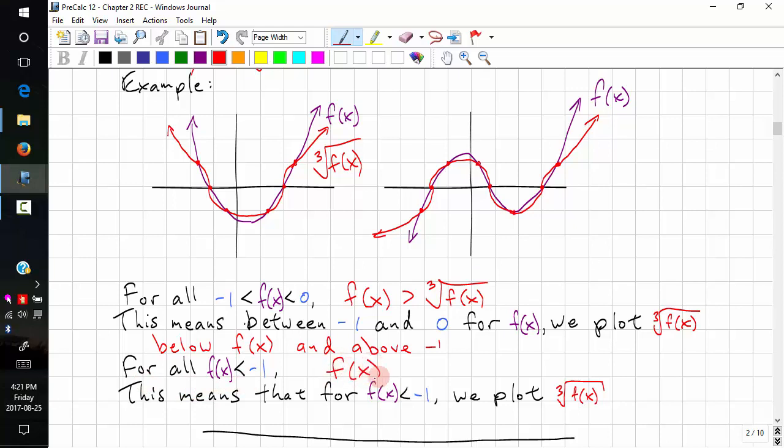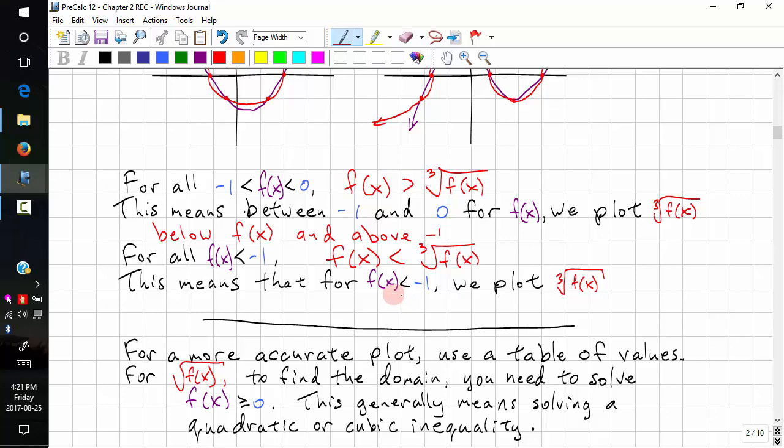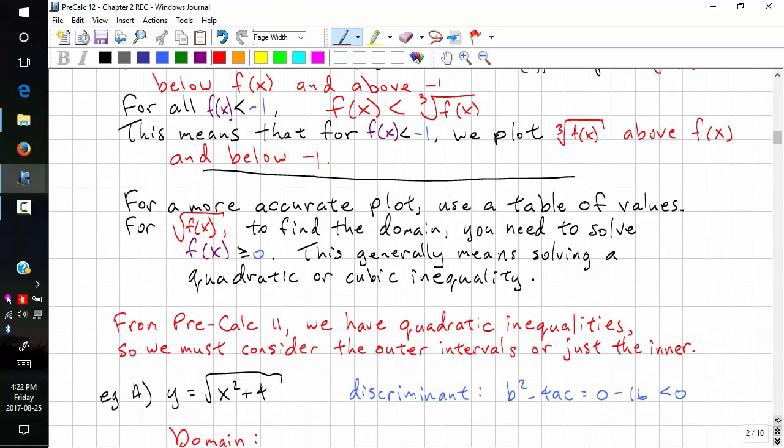f of x is less than the cube root of f of x. This means that for f of x less than -1, we plot the cube root of f of x above f of x and below -1. And if you need to be more accurate, use a table of values.